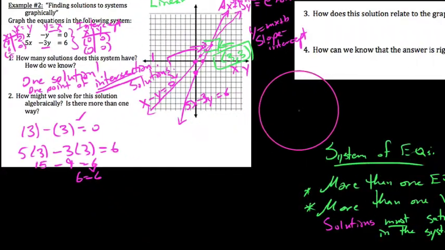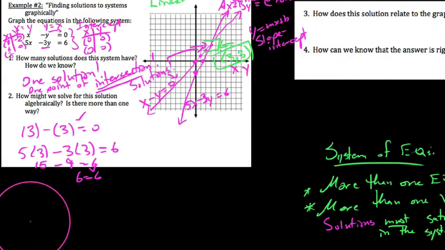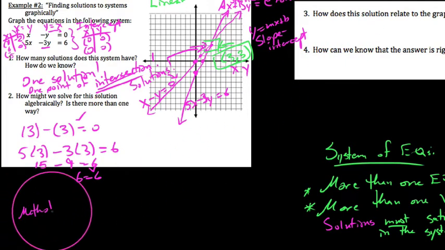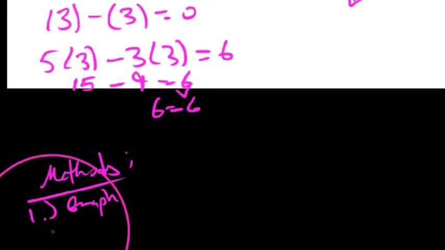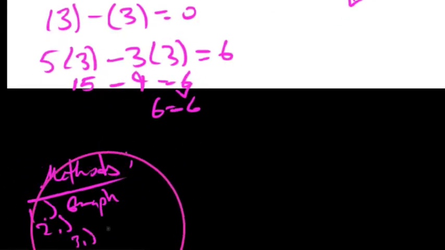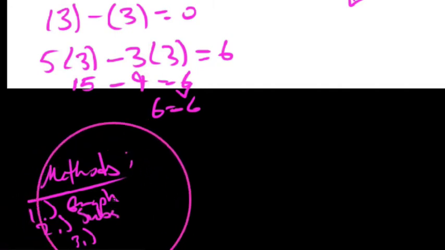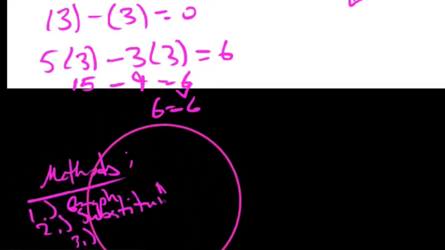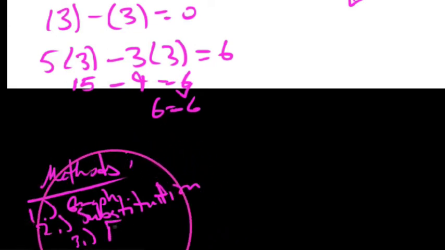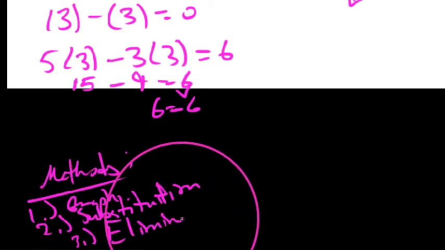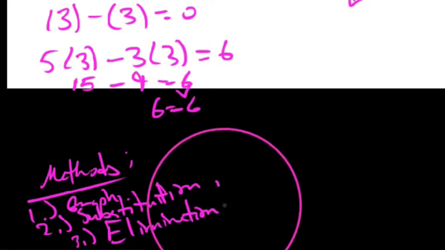So we could solve this system a few different ways. Essentially, the methods: number 1 is graph. Look for points of intersection. Numbers 2 and 3 we're about to cover. Number 2 is the substitution method, which is not a bad method. And then number 3 is elimination, or linear combination. We're going to cover both of these very quickly here.